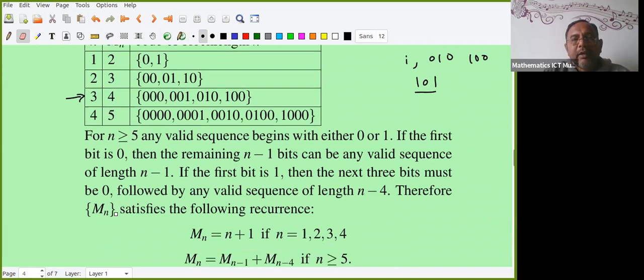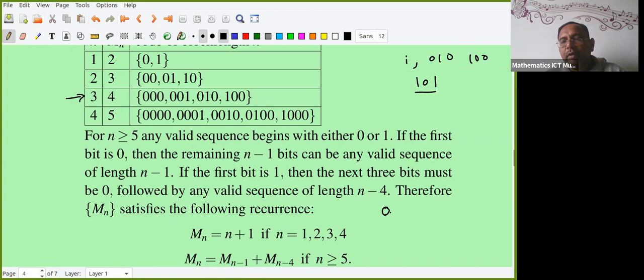So the final conclusion is this. Mn is equal to n plus 1, for n equal to 1, 2, 3, 4. That you observed here, right? When n equal to 1, there are 2 vectors, n equal to 2, 3 vectors, 3, 4, 4, 5. So that I wrote here. When n is greater than or equal to 5, then I have Mn equal to Mn minus 4 plus 1 plus Mn minus 4. What is that I want to say?